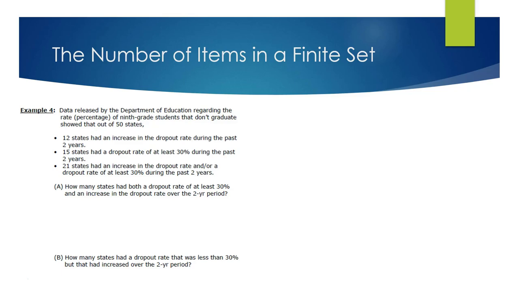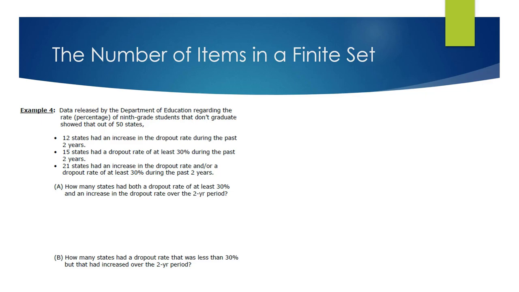For the last example here for sections 6.1 and 6.2, we have this information. Data released by the Department of Education regarding the rate percentage of ninth grade students that don't graduate show that out of 50 states, 12 states had an increase in the dropout rate during the past 2 years. 15 states had a dropout rate of at least 30% during the past 2 years. 21 states had an increase in the dropout rate and/or a dropout rate of at least 30% in the past 2 years. And you're asked two questions here.